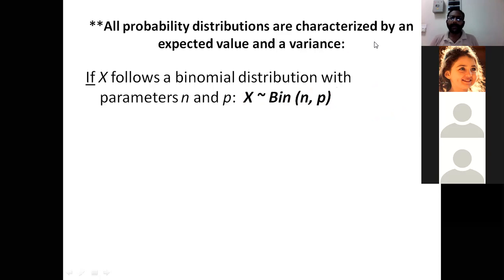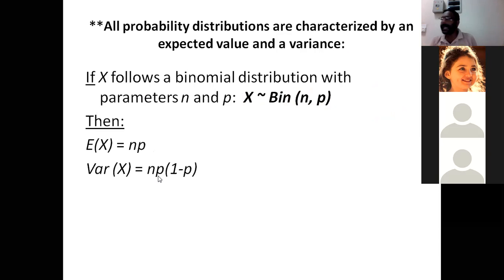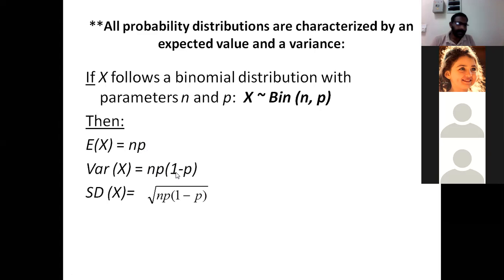Then you should remember this: X is distributed binomially with n and p. Then the expected value, as we did for the discrete distribution, nothing different. So the expected value is n into p. The variance can be calculated as n into p into 1 minus p. The standard deviation is the square root of n into p into 1 minus p. So that is your standard deviation.